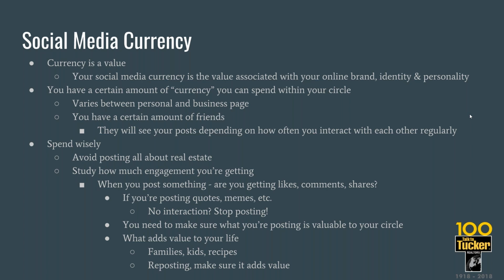And what's valuable to your circle is going to be different from everybody, because everybody's circle is different. So my circle might be different than Lissa's circle, and my circle might really love recipes, and Lissa's circle might really just love pictures of cats. I mean, we don't know what adds value to your circle of people.